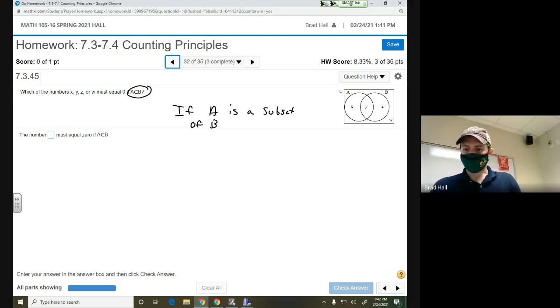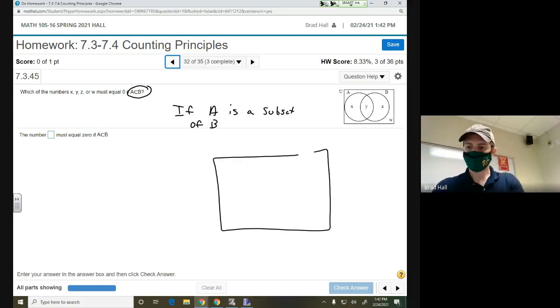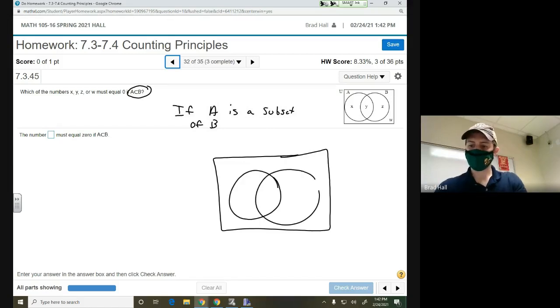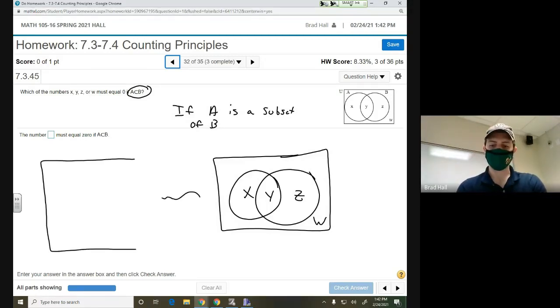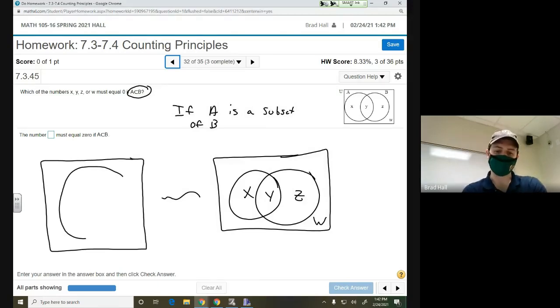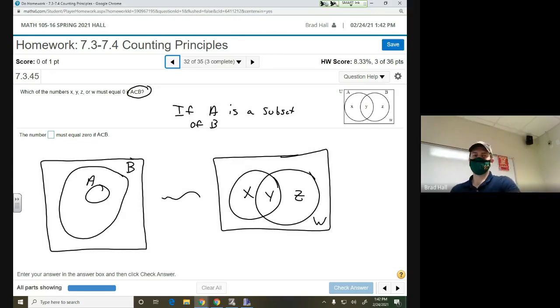And it's saying in our Venn diagram over here, which I'll go ahead and write again, just a little bit larger. It says X, Y, Z, or W. It's saying which one of those has to be 0 if A is truly just trapped in B. Now, this diagram is very generalized, so it may not seem clear which one it is. So if we were to rewrite this diagram over here on the left, B would be a larger circle, and A would be some tiny little part inside of it. If we simplified that diagram, in other words.